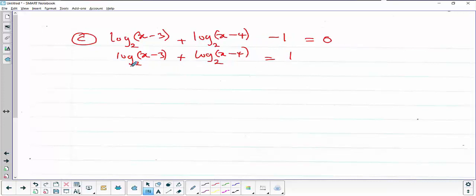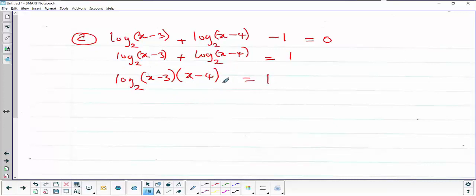So we now apply the logarithm law. So when we have a plus, it becomes multiplication. So therefore, we are going to have log x minus 3 multiplied by x minus 4 base 2 equal to 1. That is the logarithm law.